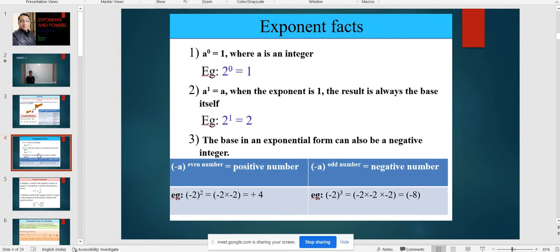Okay. Now exponent facts. Some important facts we'll observe in this chapter: any non-zero number to the power 0 will always be 1, where a is an integer except 0. A should not be 0. Then a to the power 1 will be a, right? The base in an exponential form can also be a negative integer. So sometimes in a power you will get a negative number also, right?